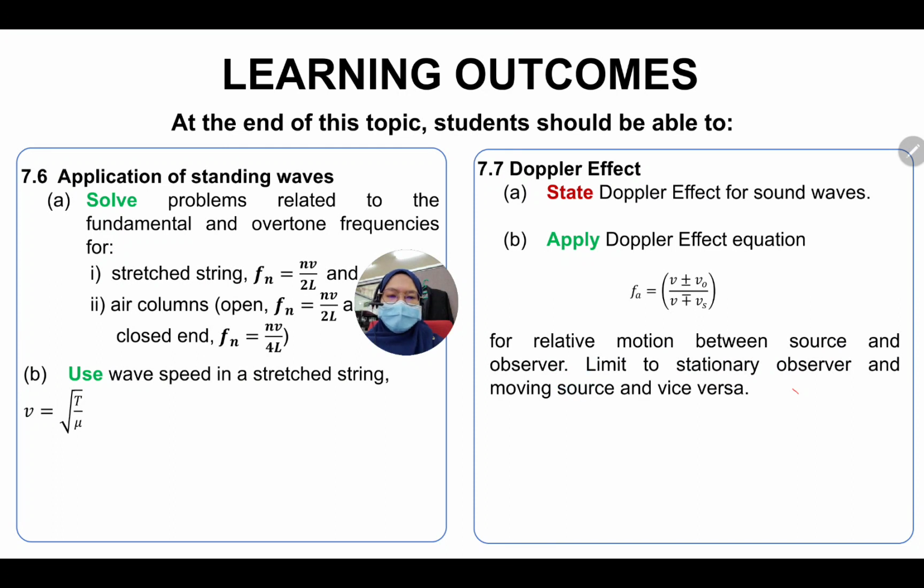Remember, for your syllabus, the questions will be limited to a stationary observer and moving source, or vice versa. Meaning that we are looking at two things. The first is the observer, the next is the source of the sound. Your questions will involve only one of these moving. The other will be stationary. You will not get any questions where both of them are moving. So it will be easier for you to answer for your PSPM, because only one is moving, the other is stationary.